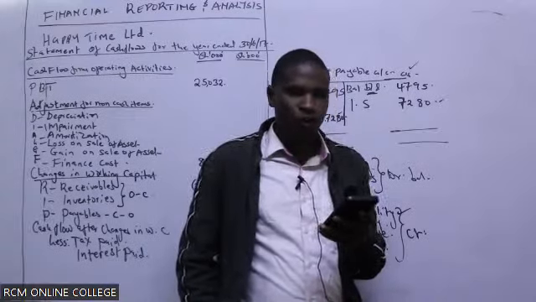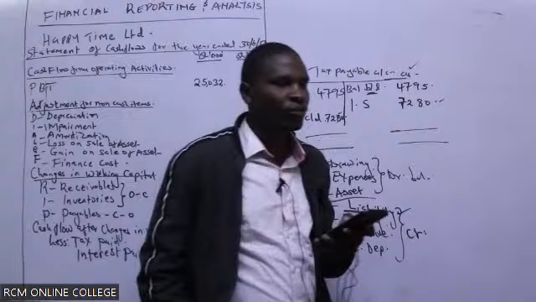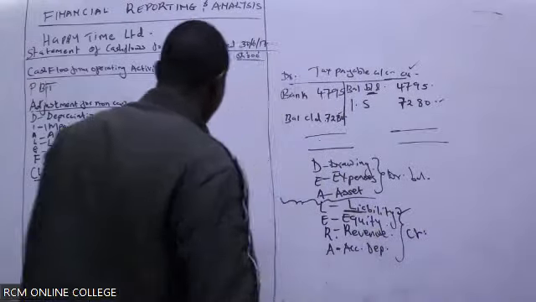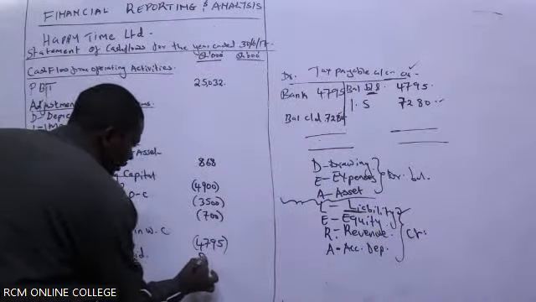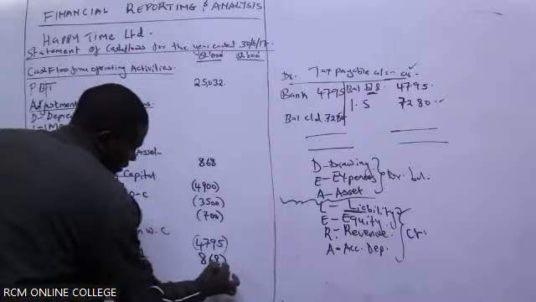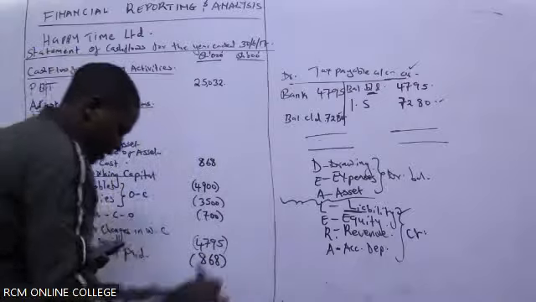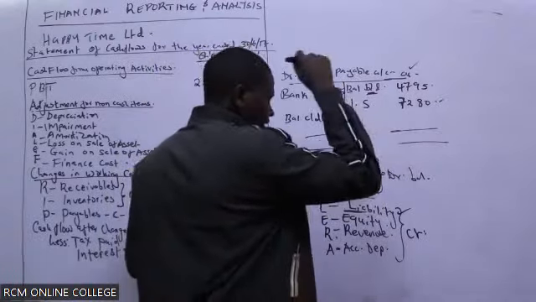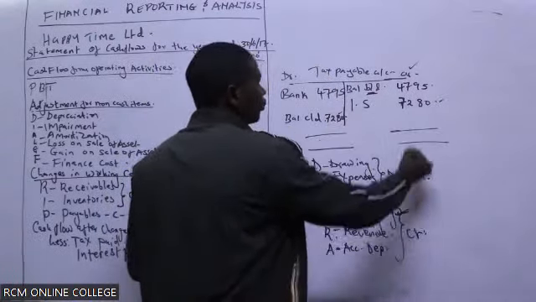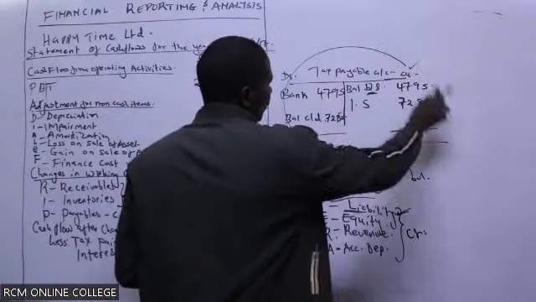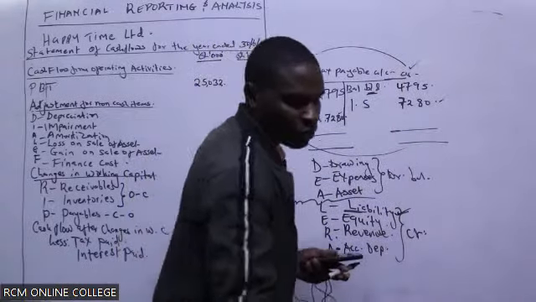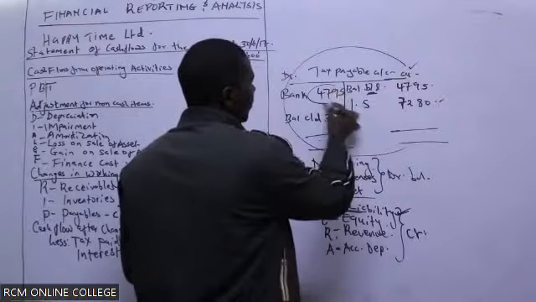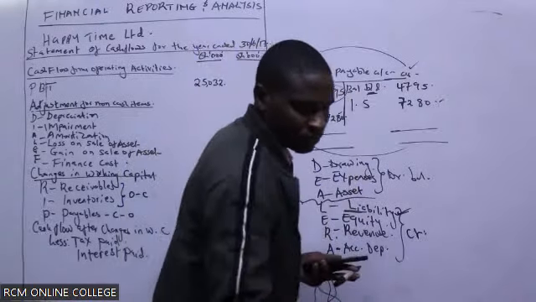Tuko nayo kweli? Hatuna. I cannot see. Therefore, the 868 was the actual interest paid. 868 is the actual interest paid. But please note, if there was something in the current liability section, you could have done it this way. Ungefanya hivyo ili uweze kupata nini? Ili uweze kupata the balance hapa, of course.